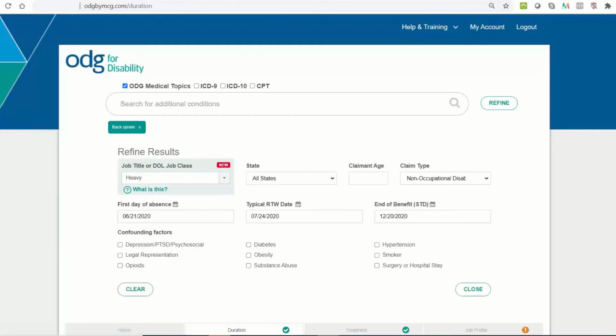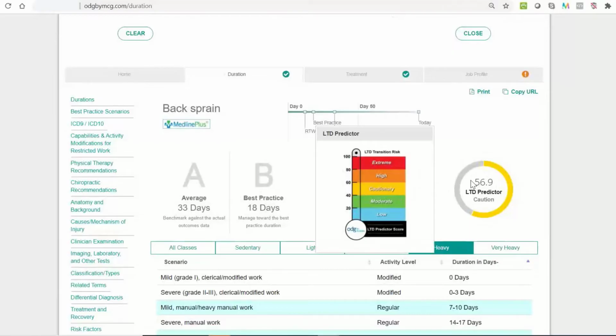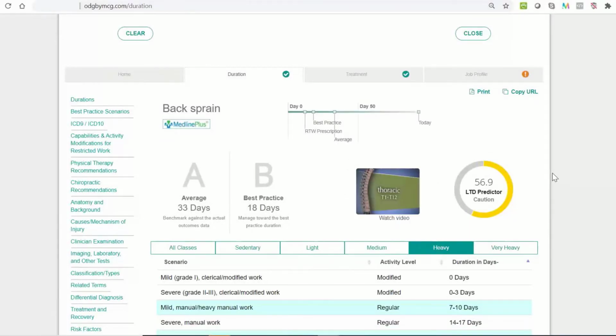That means we've already missed the return to work benchmark. And typical return to work on this file would be July 24th or 2 months ago. So that drives my LTD prediction way up to 56.9% from just about 9% previously. Again, because I've been out so long, I've missed the return to work. That number can and should be much higher at that point.